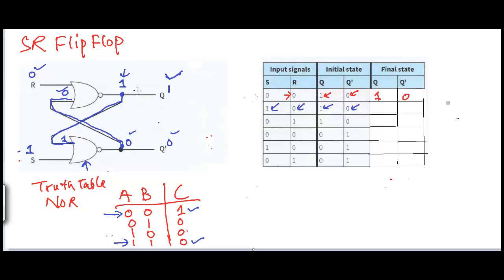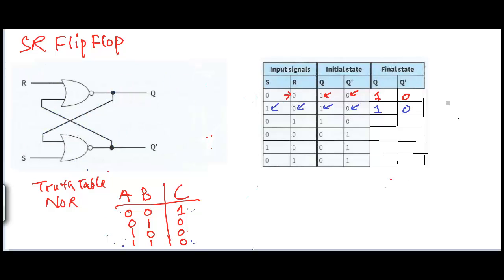So the state of Q has not changed. We don't need to feed it back once again, right? So this is the final state of Q, which is going to be 1, and the final state of Q bar is going to be 0 in this case. Okay, let's do the next one now. The initial state of Q is 1 and Q bar is 0, and the input S is 0.